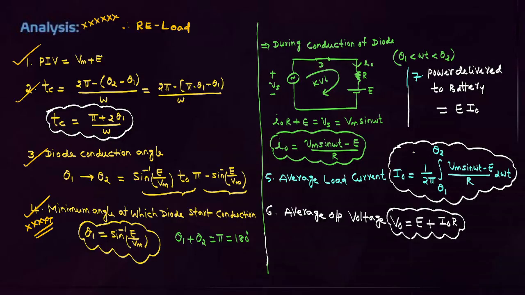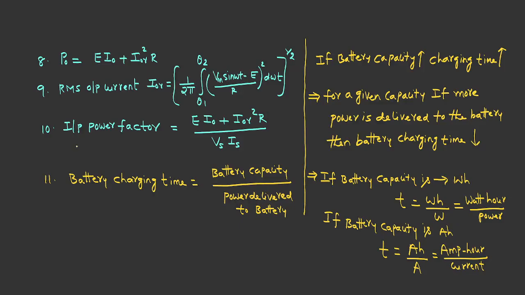Then what is the average current expression? What is the average voltage expression? What is the power delivered to the battery? That you have to concentrate on. Then what is the output power expression? E into I naught plus I naught RMS square into R. This is the RMS output current expression. This is the input power factor formula.